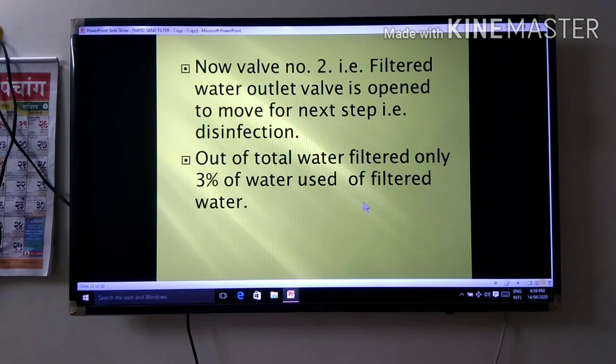Now valve number 2, that is the filtered water outlet valve, is opened to move to the next step, that is disinfection. Out of the total water filtered, only 3% of the filtered water is used. That means only 3% of water is used from the filtered water.